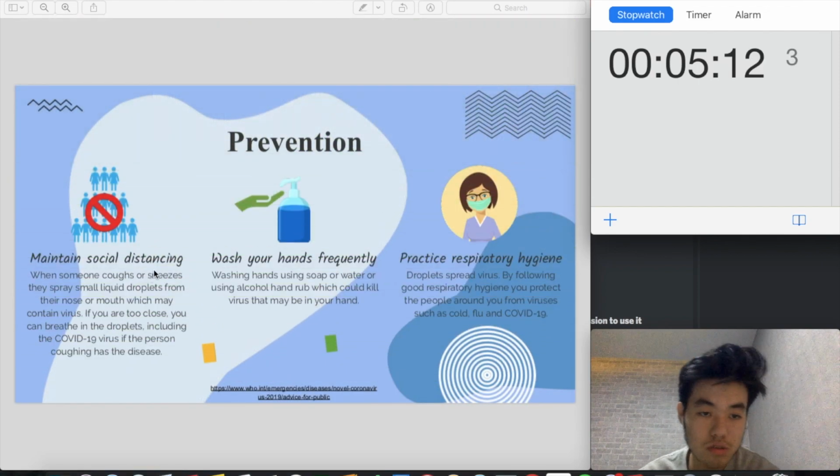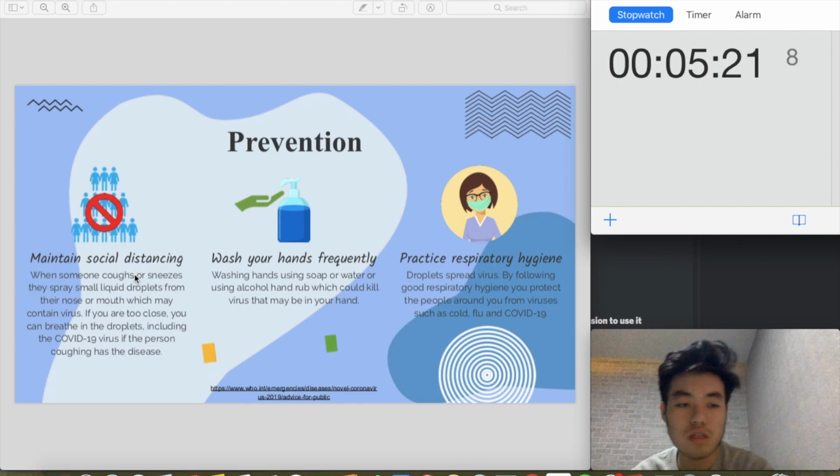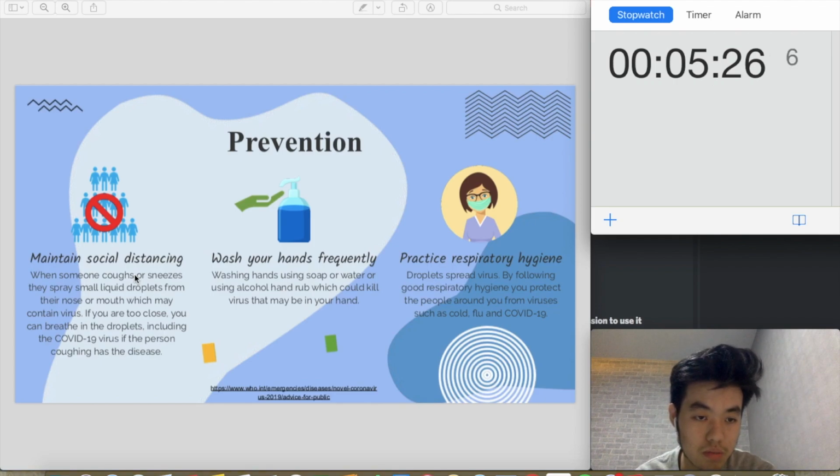So the preventions are maintain social distancing, wash your hands frequently, and practice respiratory hygiene. Maintaining social distancing matters when some people cough or sneeze. They spray small liquid droplets from their nose or mouth, which may contain virus. If you are too close, you can breathe in the droplets, including the COVID-19 virus if the person coughing has the disease. Wash your hands frequently.